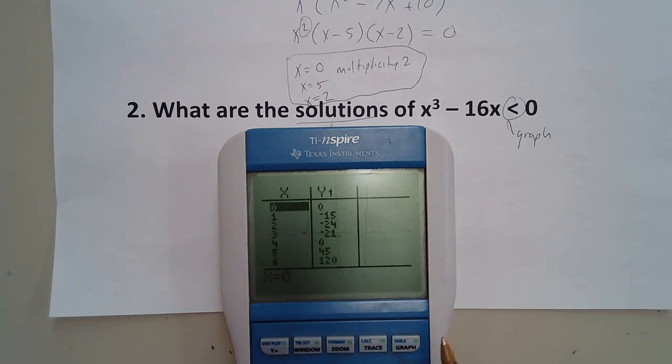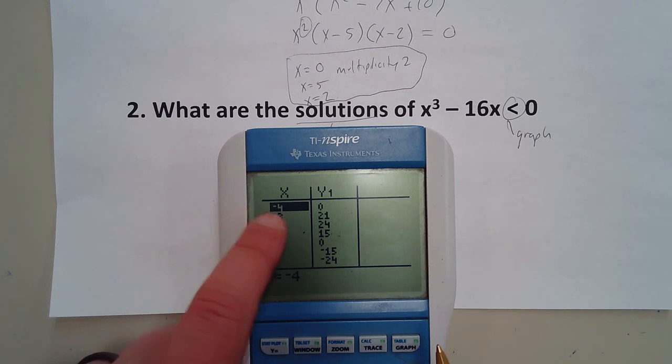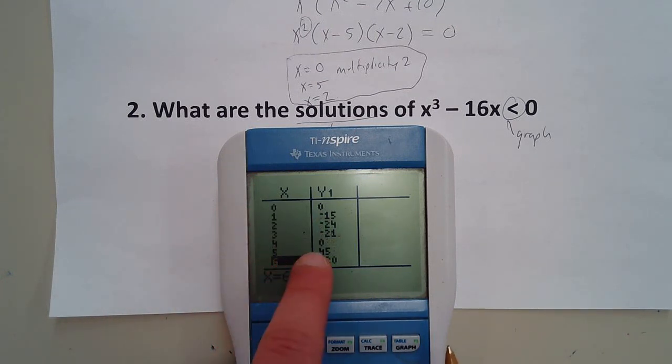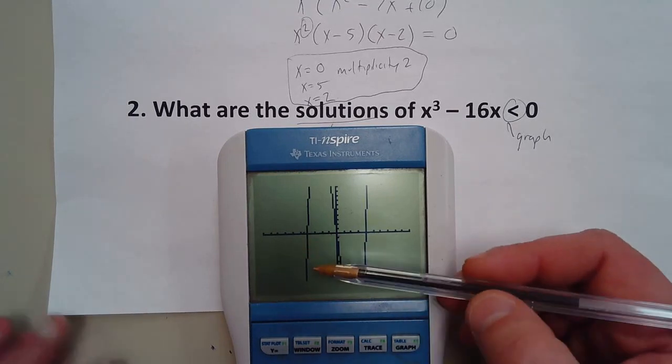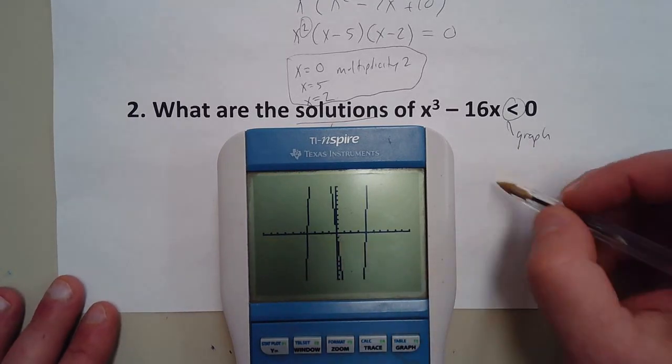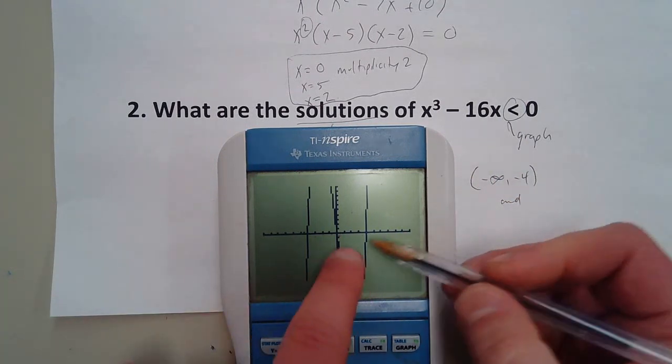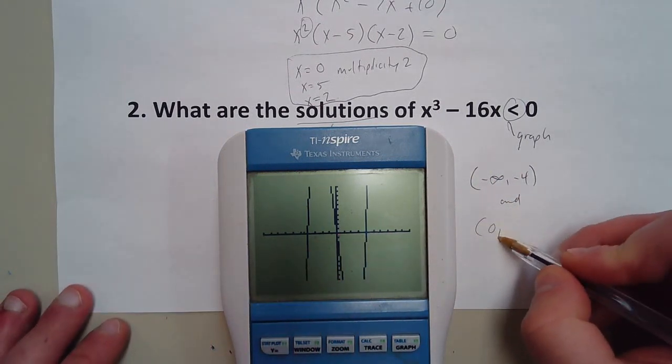I think they're negative 4 and 4. Let's double check. Yeah, so negative 4, 0, and 4, 0. Perfect, yep. So in this case, we'd say from negative infinity to negative 4, and from 0 to 4.